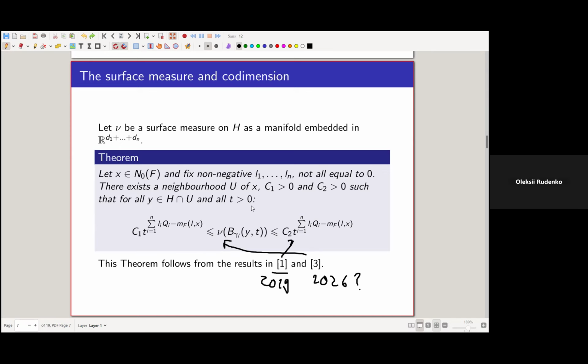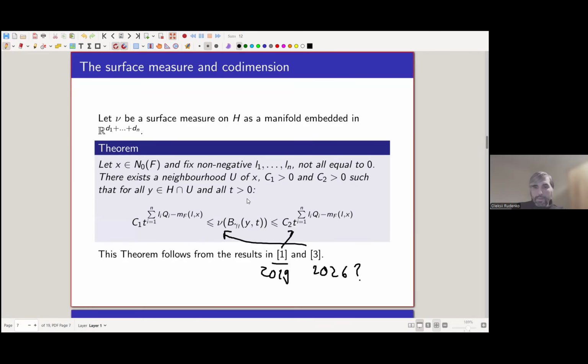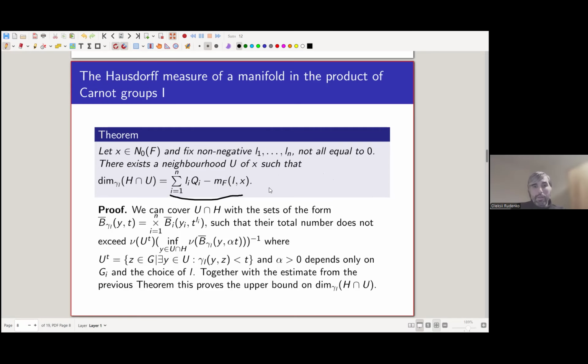So, this is actually the main result that I need for the following. Now I can claim that, for example, I know the dimension of the small neighborhood of this point X. A small part of the surface in the neighborhood of X, this is exactly the dimension. This is the same as in the previous slide. So I can just use it.